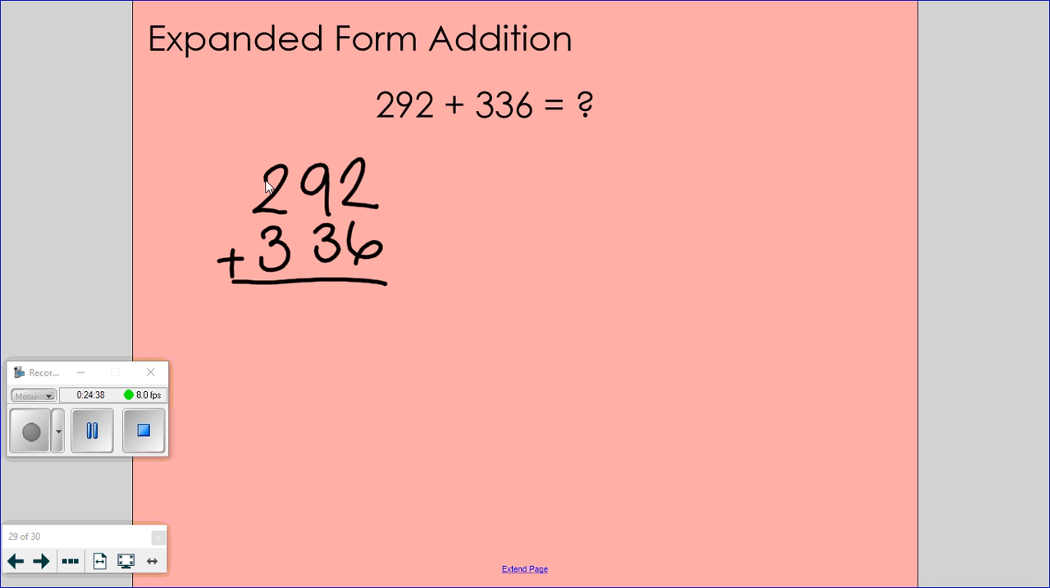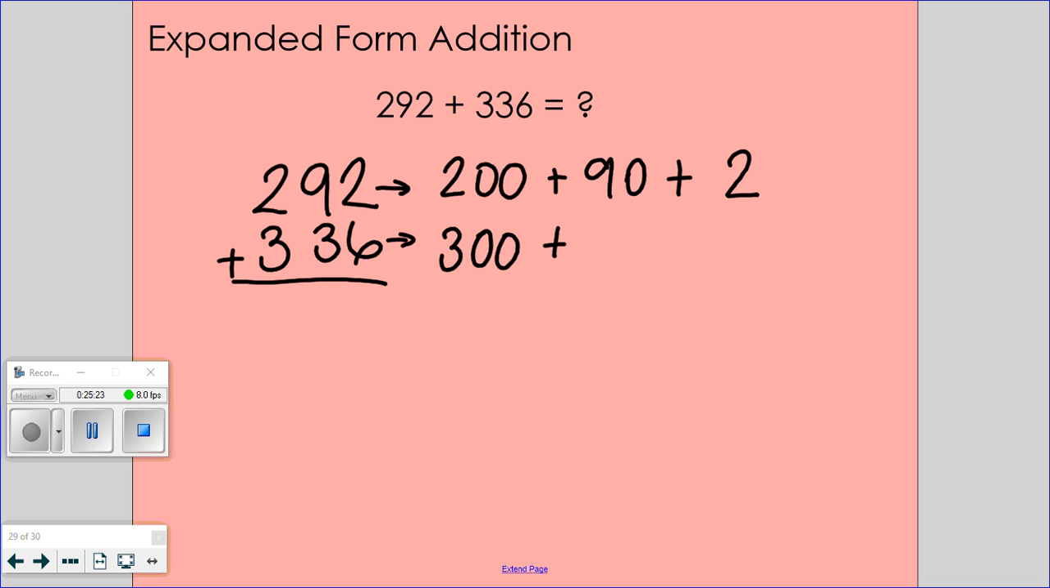Alright, Kate, this is the whole following directions thing that we've been struggling with. Before we can solve, these numbers are in standard form. We need to put them in expanded form. So next to each number, draw an arrow. And we're going to expand these numbers. So 292 becomes 200 plus 90 plus 2. 336 expanded becomes 300 plus 30 plus 6.